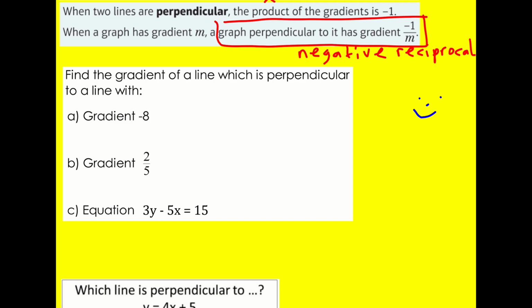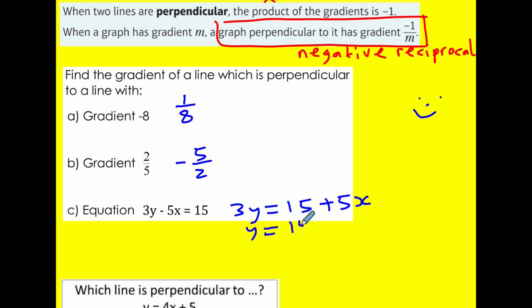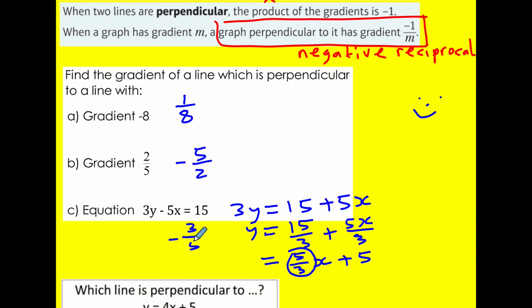Okay, if we're finding the gradient of a line perpendicular to this one, then we take the negative reciprocal, it's going to be 1 over 8. Here, negative reciprocal, minus 5 over 2. Here, I first need to get the gradient, so it's going to be 3y is equal to 15 plus 5x, or y is equal to 15 over 3 plus 5x over 3, using knowledge of rearranging equations from previously. And I can rewrite it as 5 over 3 x, good to put the x first, plus 5. I don't even really care about this. This is the thing I care about. That is the gradient, 5 over 3. So my answer here is going to be the negative reciprocal, minus 3 over 5.